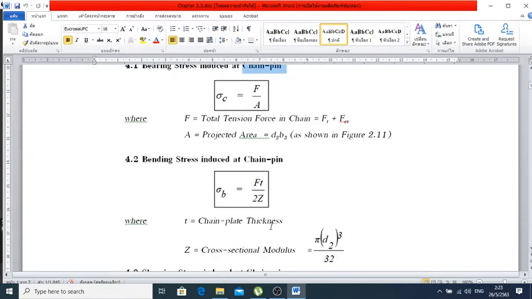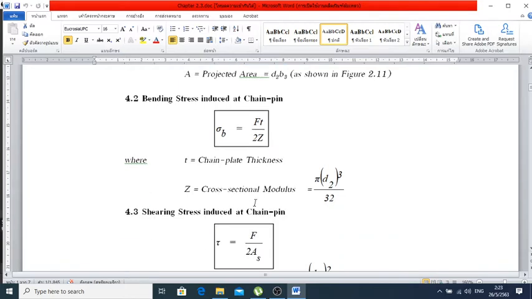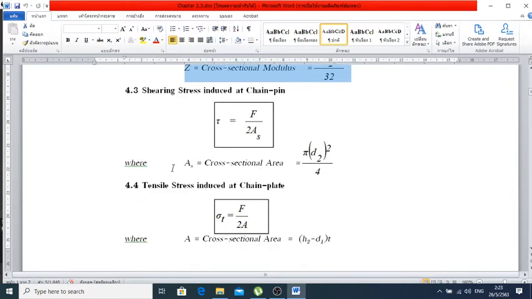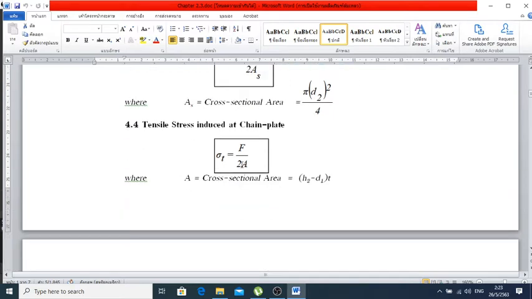For the bending stress on the pin, it is going to be F times T over 2Z, where Z is the cross section modulus. The shearing stress induced at the chain pin is going to be double shear, F over 2 times A sub S, where A sub S is the cross section area. And then the tension stress induced at the chain plate, where the area is the leftover area of the plate.